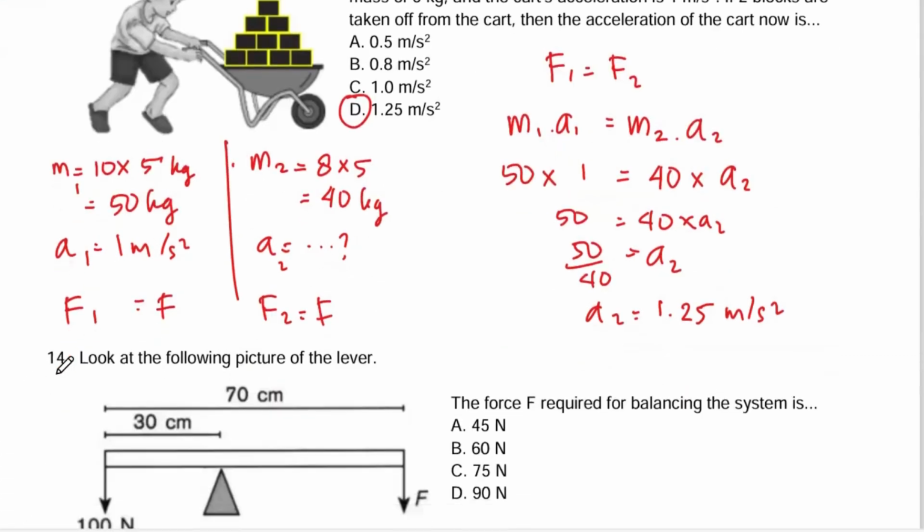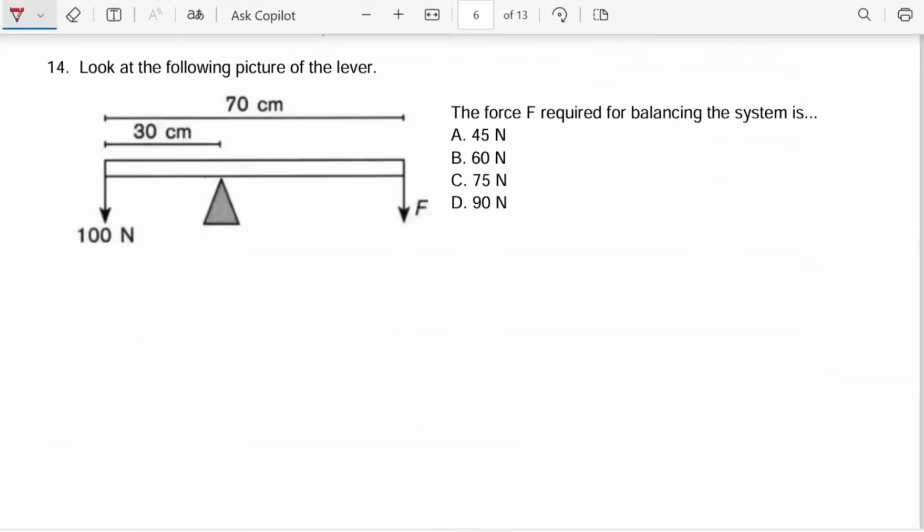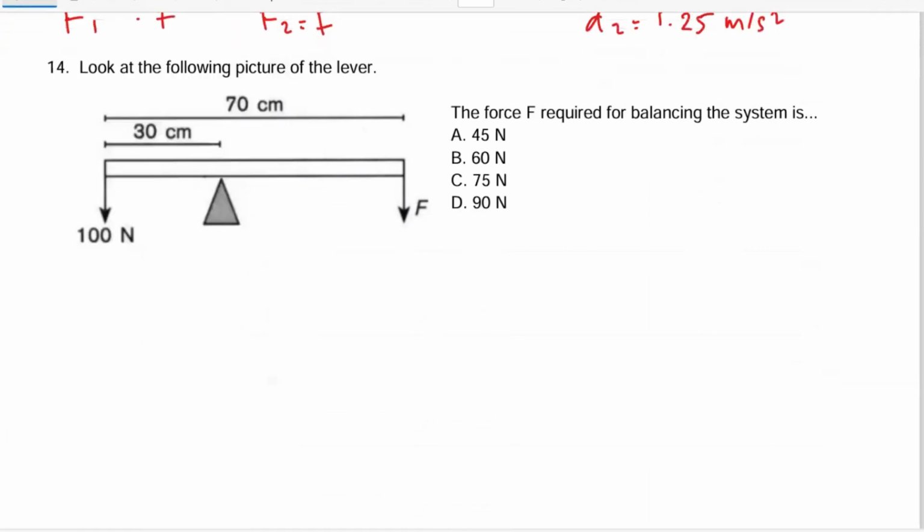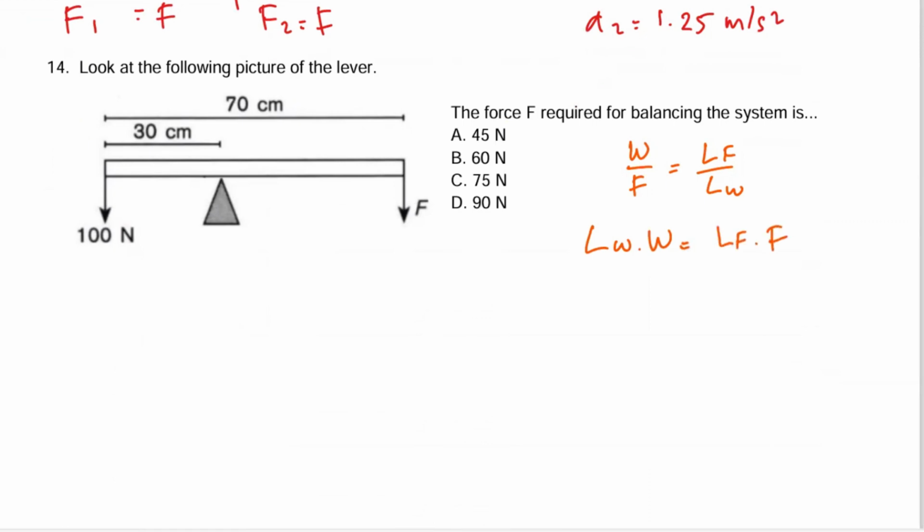Question number 13 done. Then question number 14. You are given a lever, and you need to find out the force required for balancing the system. In the balanced system, we know that W over F equals LF over LW, or we can also write it as LW times W equals LF times F. That's the same thing.